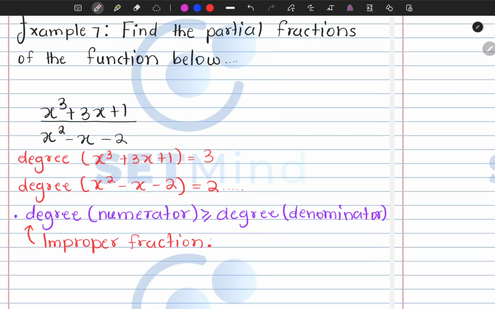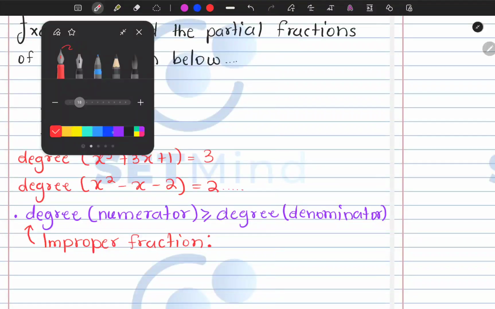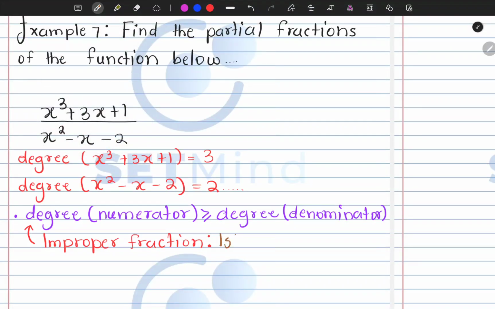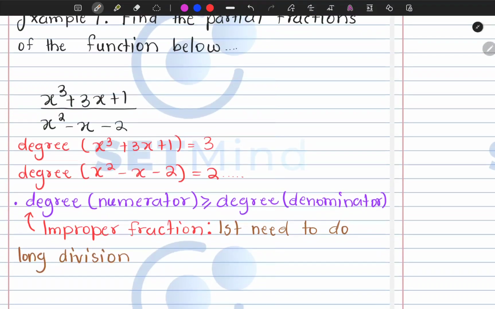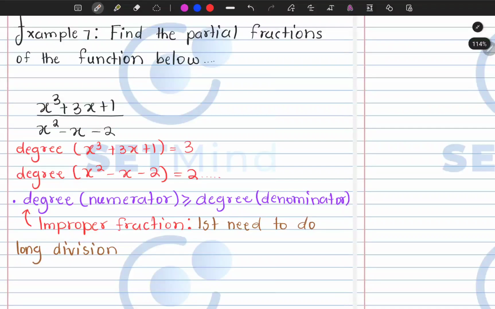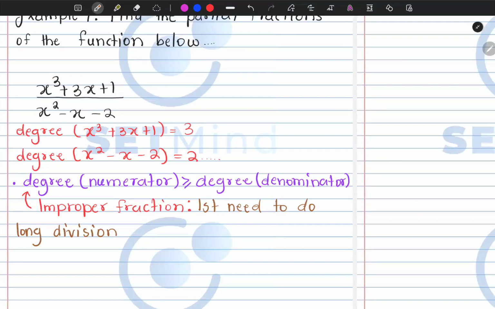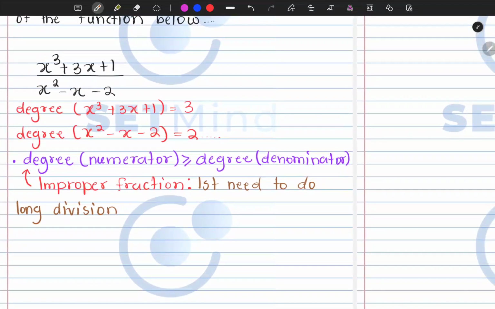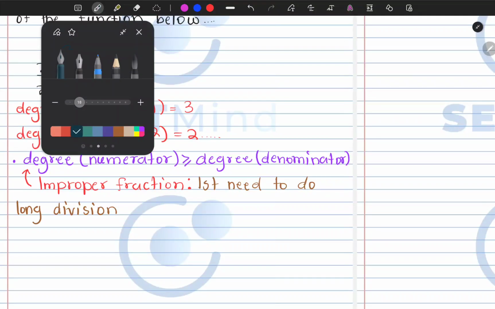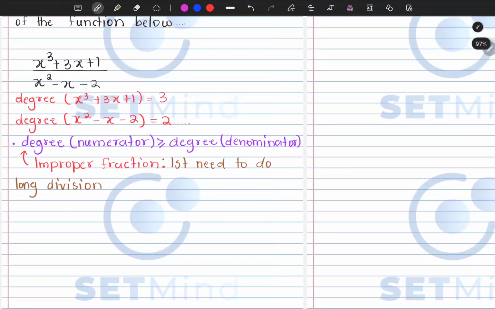And at the beginning of this video, I made a note that once we have an improper fraction, there's something very important which we need to do. We first need to do long division. That is what we need to do. When we have an improper fraction, which means the degree of the numerator is bigger than the degree of the denominator, the first thing we need to do is long division, because what we have is an improper fraction. So let's go ahead and do our long division.